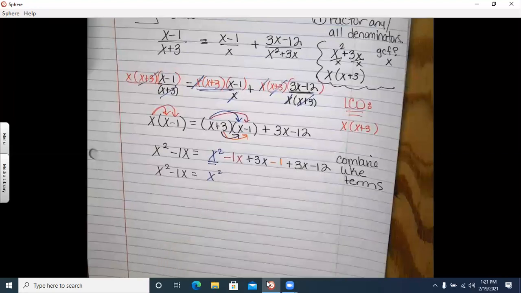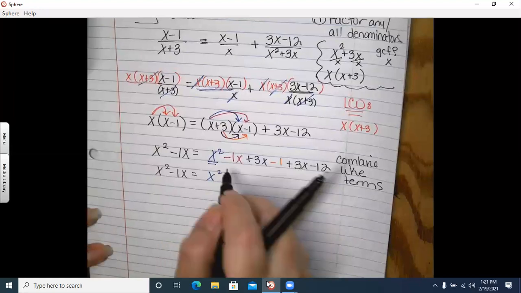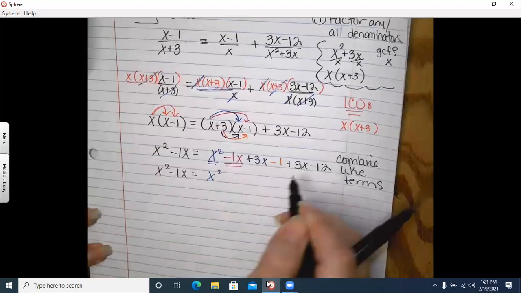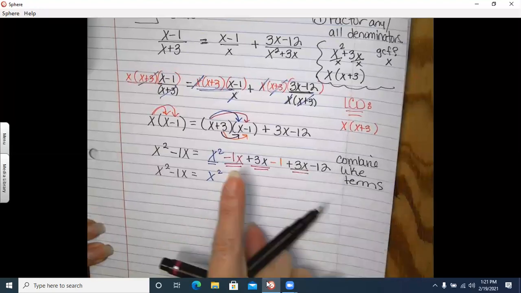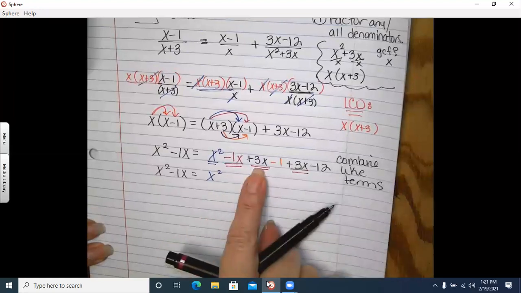My next highest degree will be X to the first power, my linear terms, and I've got 3 of those. Negative 1X, positive 3X, and positive 3X. So we're adding or subtracting. What's negative 1 plus 3? What's 2 plus 3? And is that positive or negative? So that would be positive 5X.